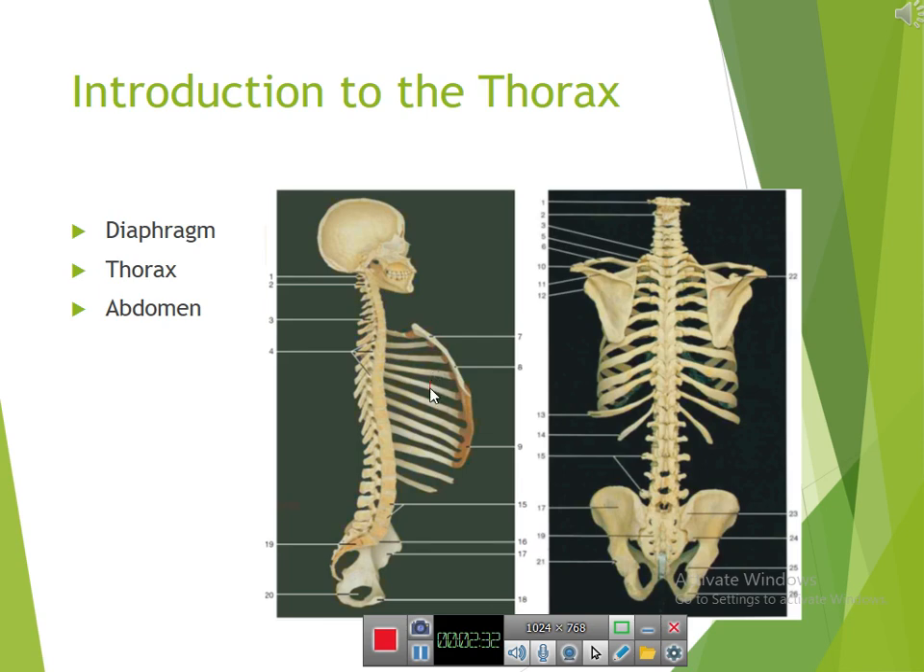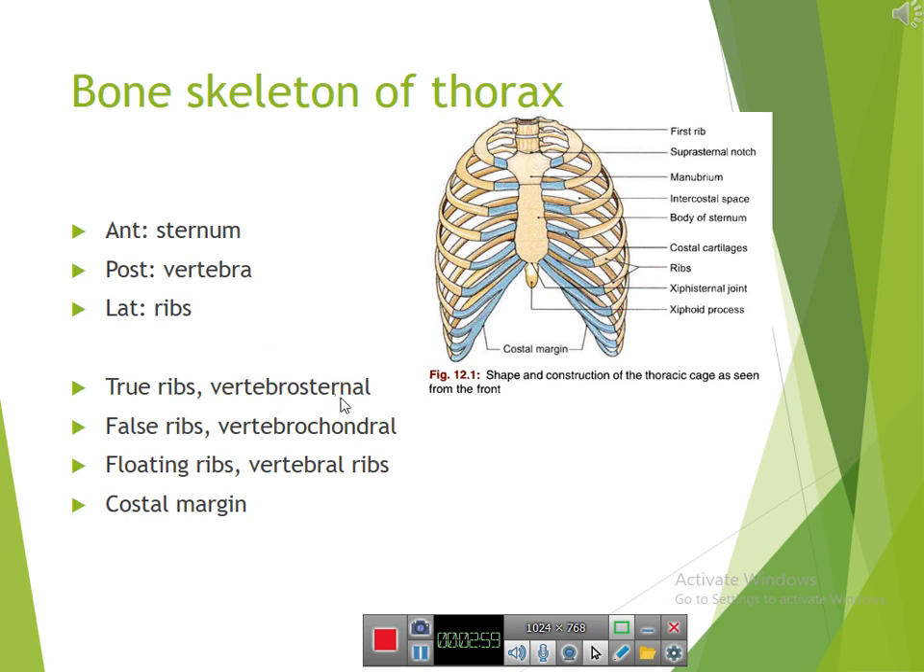The thoracic cavity contains the principal organs of respiration like lungs and circulation called heart, both of which are vital for life. So we should learn about diaphragm, thorax, and abdomen. In the next slide, I'm gonna teach you about bone skeleton of thorax.